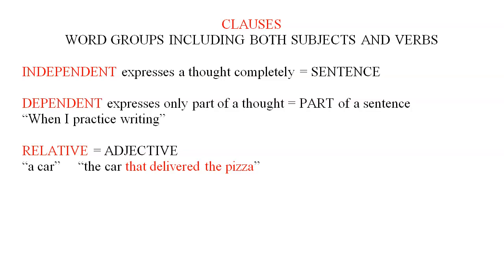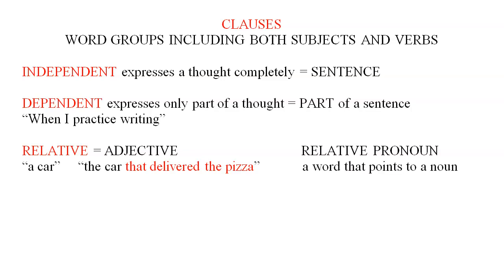Relative clauses also share the feature of starting with a relative pronoun, which we can think of as a word that points to a noun, the way "that" points to "car." The nice thing about relative pronouns is that you don't have to memorize any more than three of them. In English, the relative pronouns are that, which, and who or whom, which are pretty much the same word, except that they're used in different cases. We can talk more about that if you're interested in really discussing pronouns.